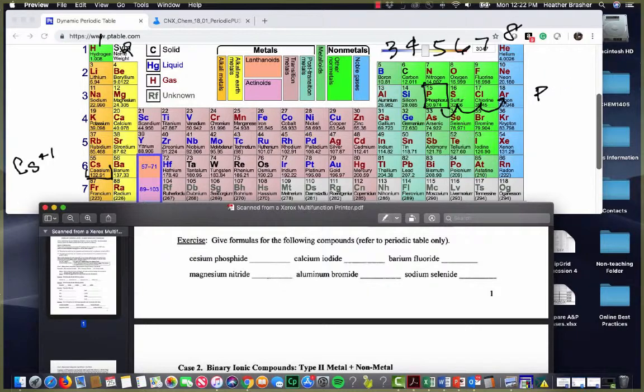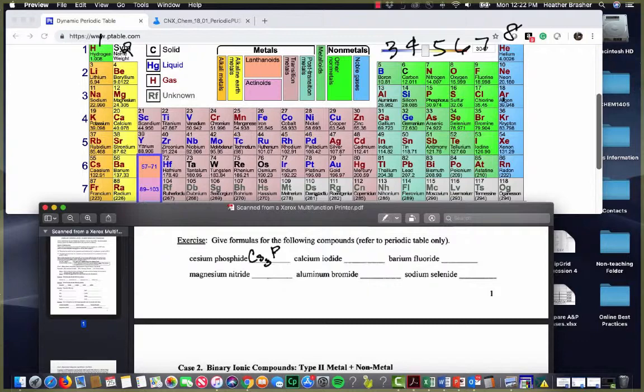Actually, 3 negative. So what would we have to do to get these to be equal? We would need 3 of these, right? So we put CS3P. That's what I would suggest you do as you go through these. Because if you do it step by step like that, it makes it much easier.